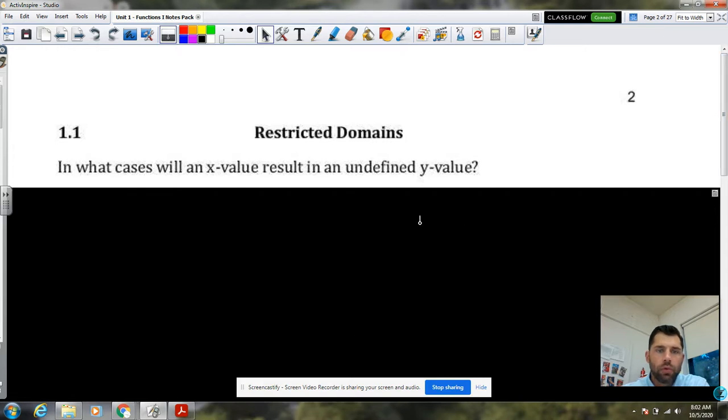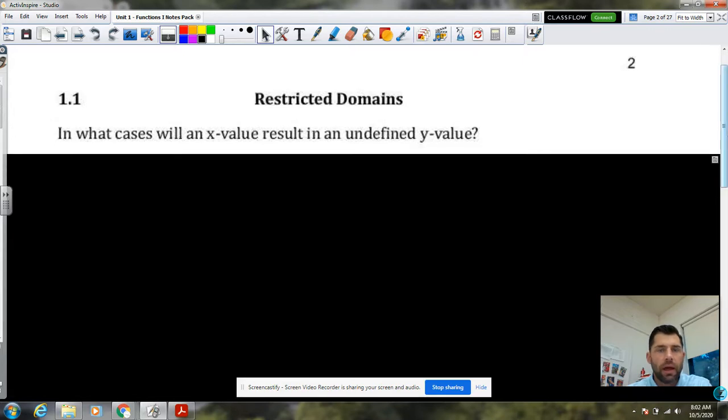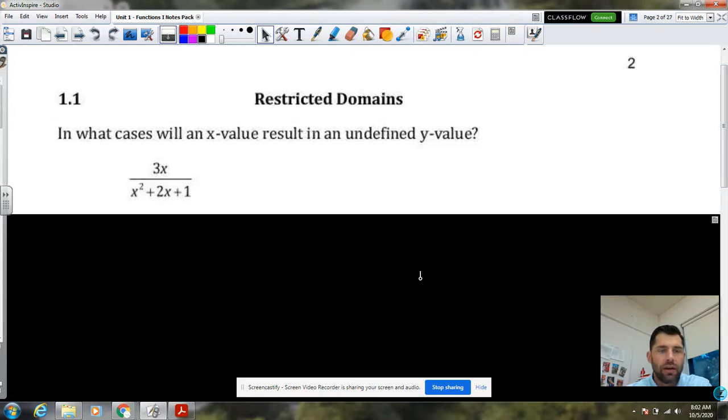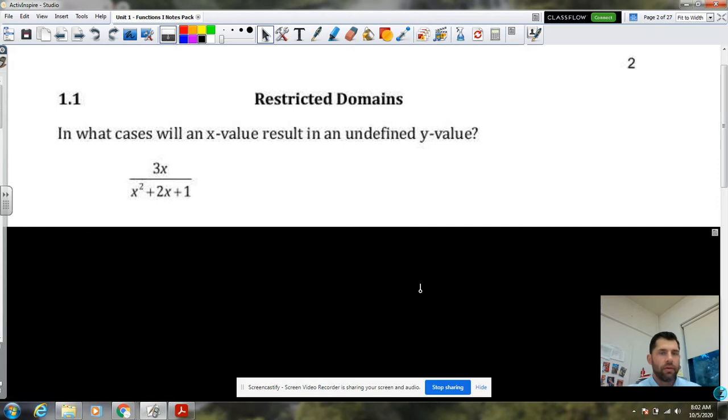Okay. So when we're dealing with functions this year, we're going to get into more different types of restrictions later, restrictions in trig functions, restrictions in logarithmic functions, restrictions in other types of functions. But right now we're just going to look at rational functions and radical functions. So we've kind of already talked about this when we were doing our equation solving from the first unit. But something you're probably just in the habit of and you've gotten used to is, in what cases will an x value result in an undefined y value?